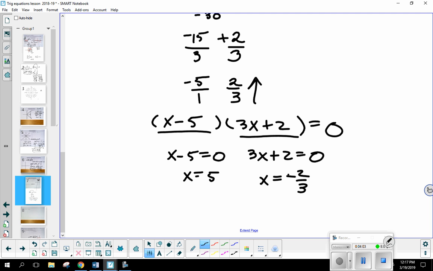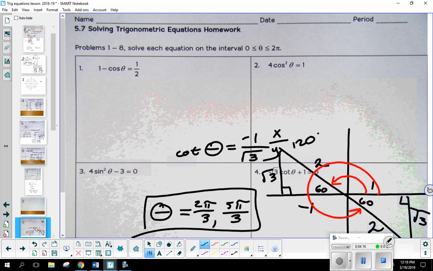Now, exactly what we just did there is what we're going to be doing on these quadratic trig equations. So if you'll go ahead, let's see, which problem do I want to take a look at? That's not it.